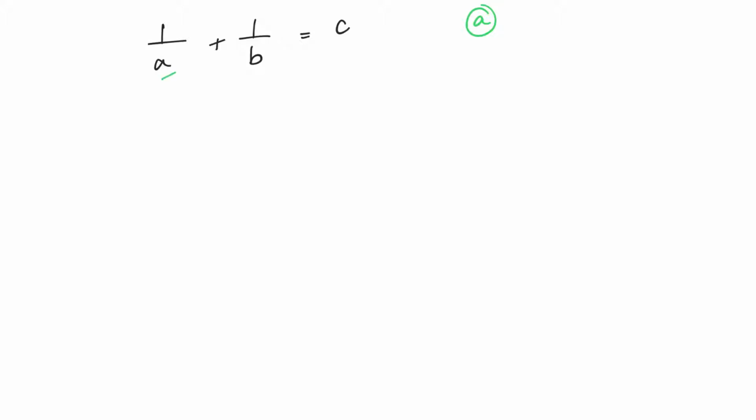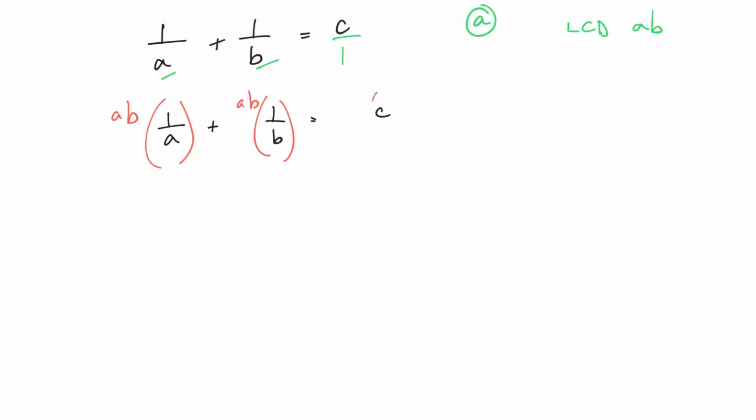So my denominators are A, B, and 1. So the lowest common denominator will be an AB. So I'm going to take each term, so the 1 over A, and the 1 over B, and the C, I'll take each one of those terms and multiply it by the lowest common denominator, AB. So the first one, the A's cancel, so it'll just be a B, plus the next one, the B's cancel, so it'll just be an A, is equal to ABC.